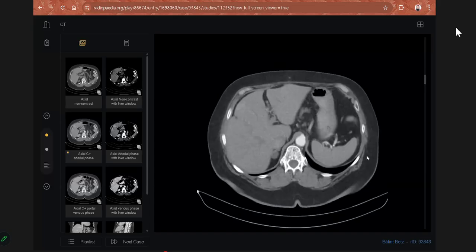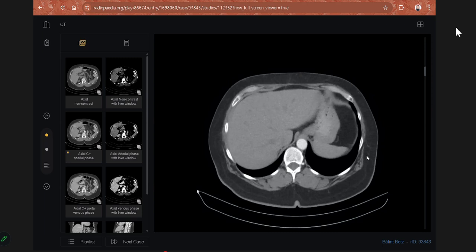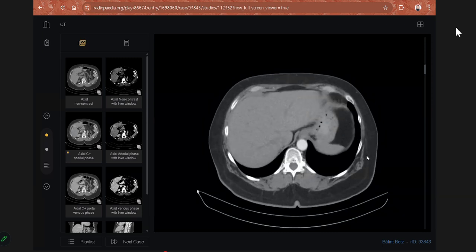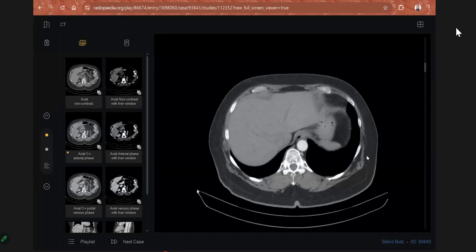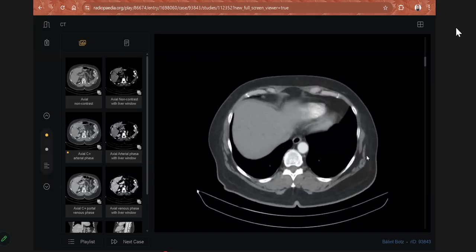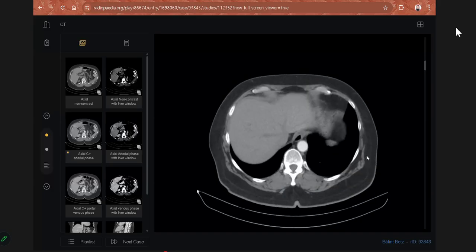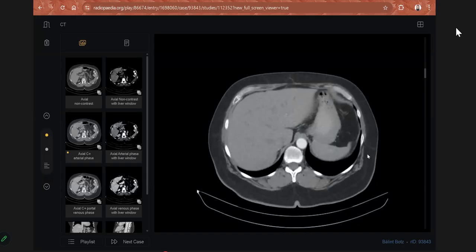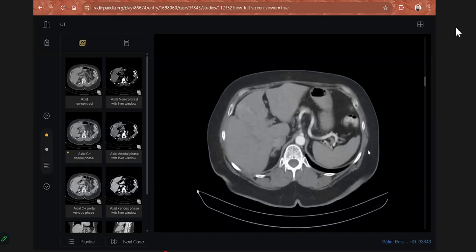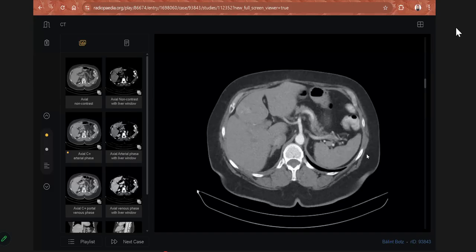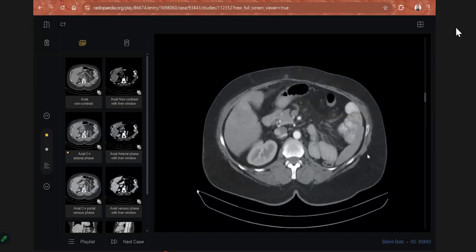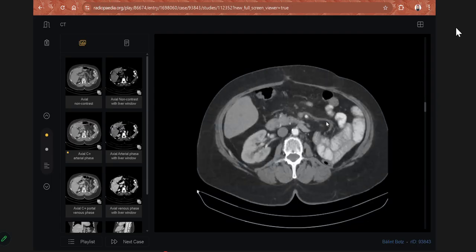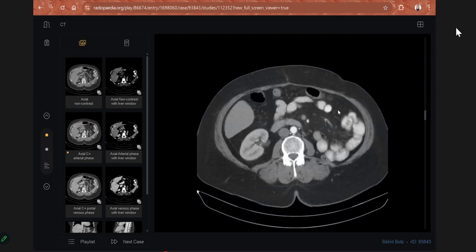Okay, so I can see that in the liver there are areas of arterial blush, and the liver, however, appears to have smooth, regular margins. I cannot see any finding of cirrhosis. I can see areas of arterial enhancement. I would like to see further the portovenous and the delayed phase also.